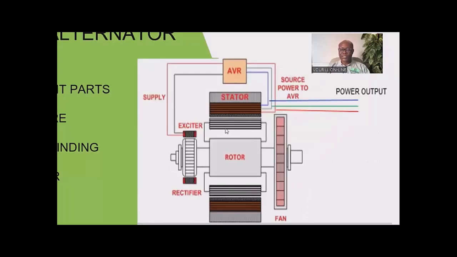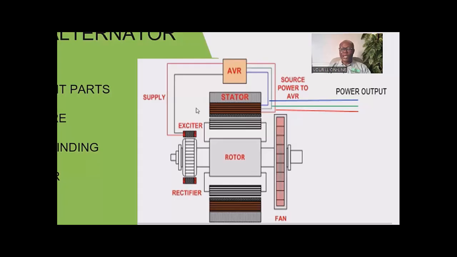This is showing us the relationship between the three components we have discussed: the armature, the field winding, and the exciter. As explained earlier, this is the stator. On the stator we have the armature winding. This is the rotor. On the rotor we have the field winding. Now this is the exciter. This is the exciter armature, and this is the exciter field, on the exciter section of the generator.